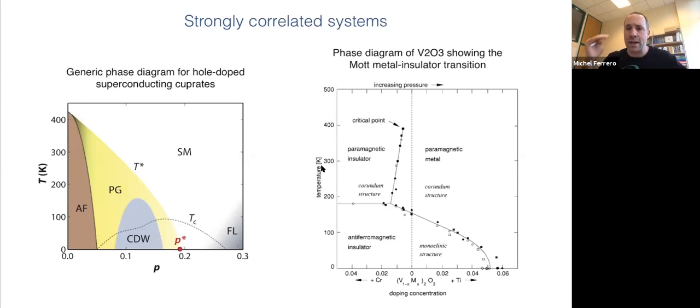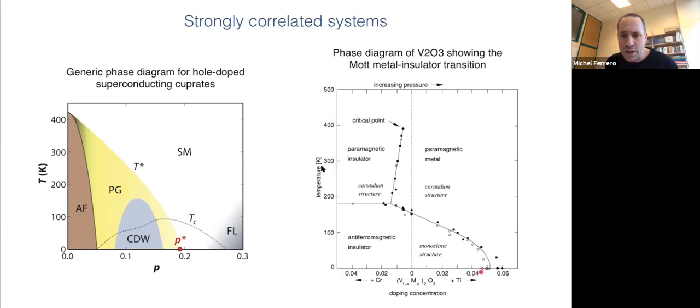But for a system that has a filling which is not exactly filling a band, your system will always be metallic. So in principle, changing the interaction in those systems should never turn a metal into an insulator, but there are strongly correlated systems for which this is happening. By changing some external parameters, here is an example for V2O3, again a phase diagram as a function of temperature and doping concentration.